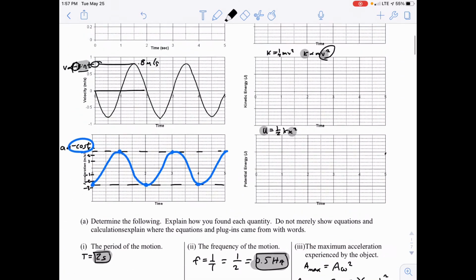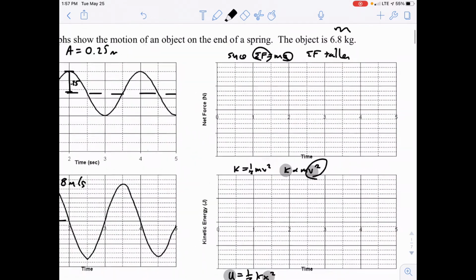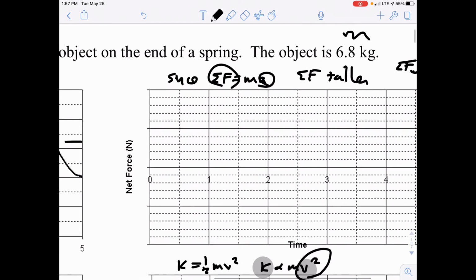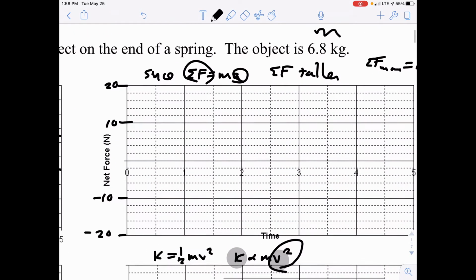Okay, let's complete those graphs. The maximum net force, F max, was 17 newtons. So, I don't know, I'm thinking, let's make this 10, let's make this 20, and every box is 2 going up. That's a pretty easy way to scale this. I would put negative 17 about right here.